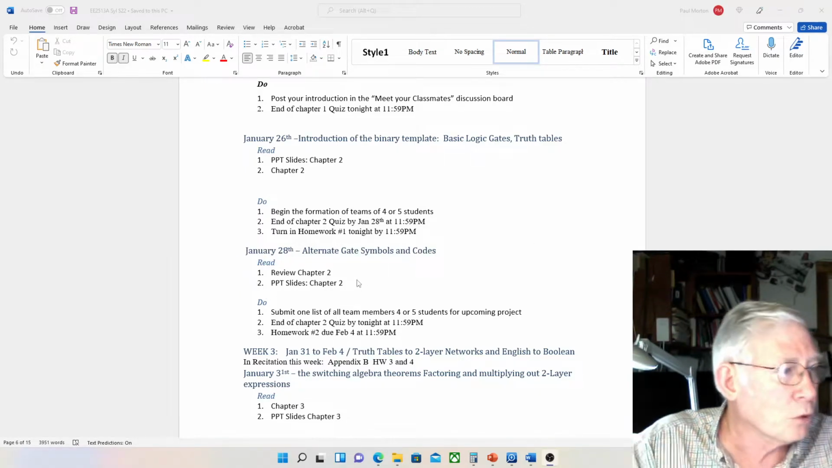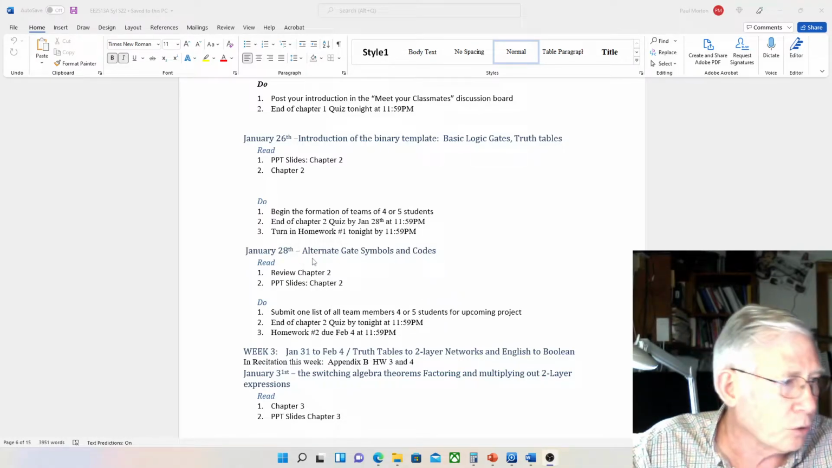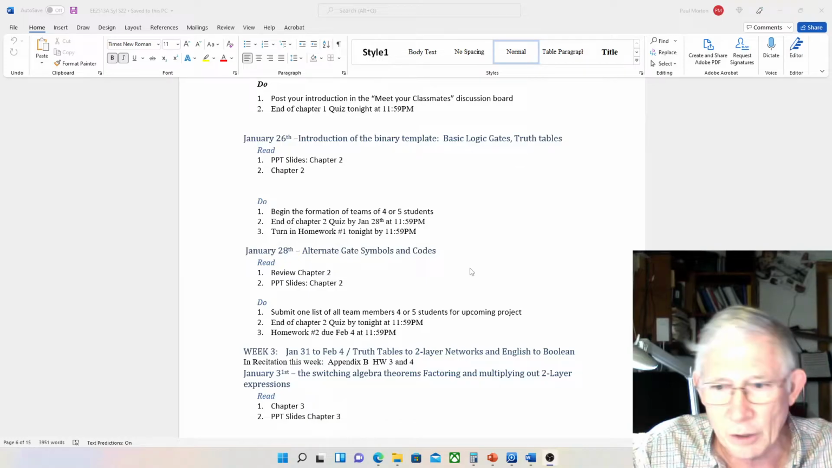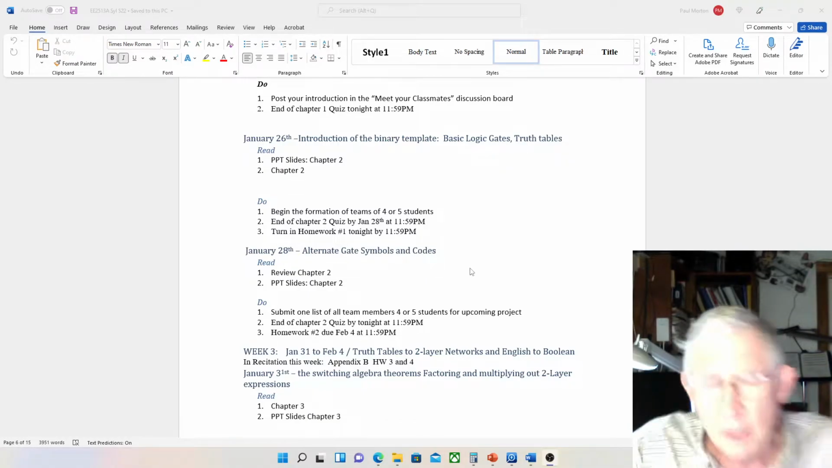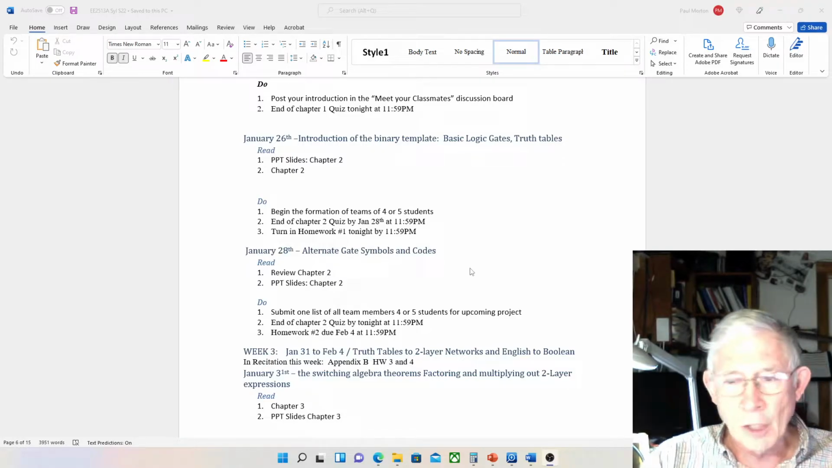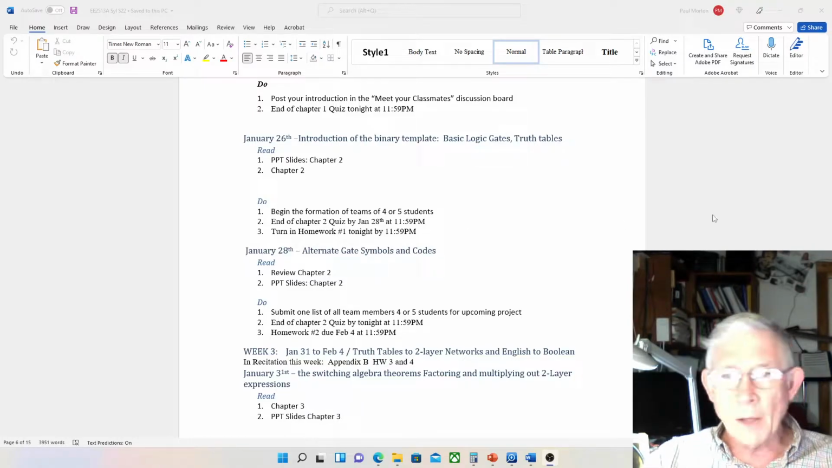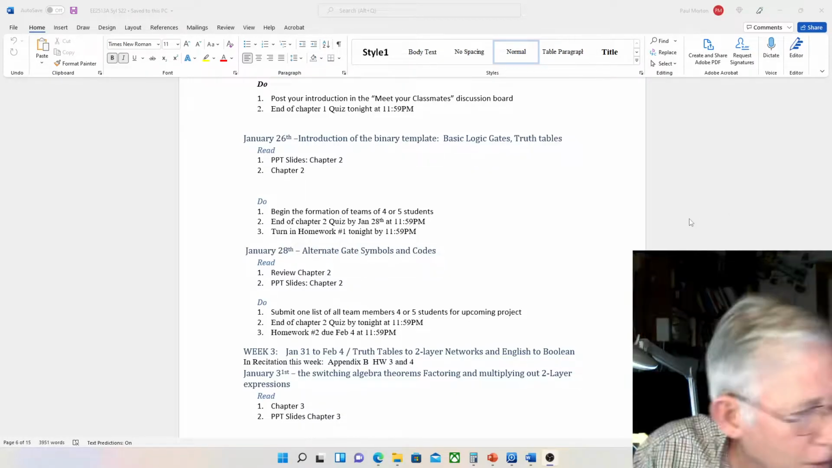Okay, so here's the syllabus, and here's the 28th. And we're going to hopefully finish up Chapter 2. One of the things we'll talk about is these alternate gate symbols and codes. I've talked about codes a little bit already, and I don't think I'm going to say much more about codes. What I do want to talk about is the alternate gate symbols. And this probably will be a little bit shorter video as well.